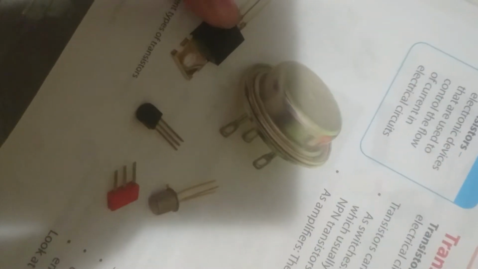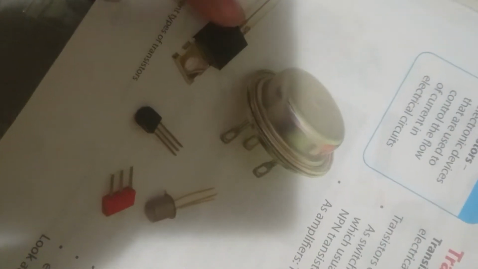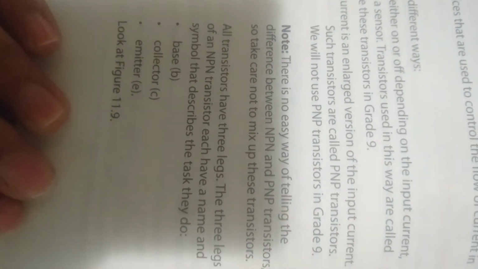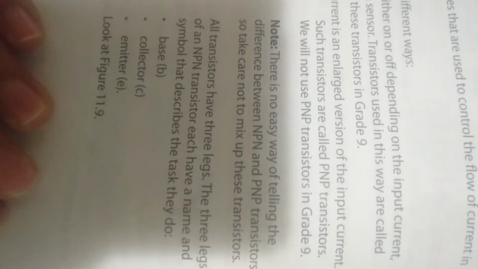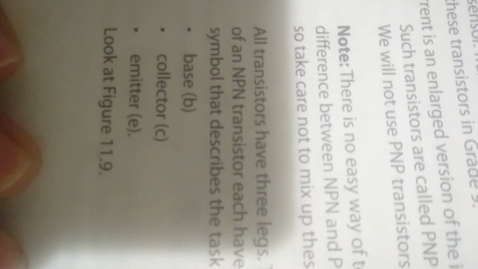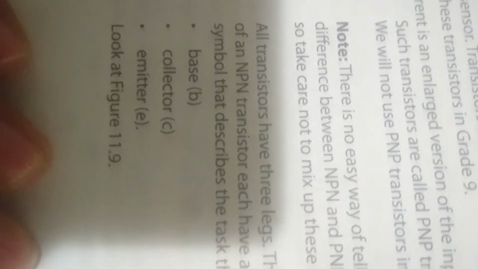As you can see, they all have a similar shape, with a head and three rod-like structures sticking out of it. We are going to look at what the function of those rod-like structures are. Okay, all transistors have three legs. The three legs of an NPN transistor each have a name and symbol that describes the task they do. So one is the base, one is the collector, and one is the emitter. Okay, let's look at it in detail.